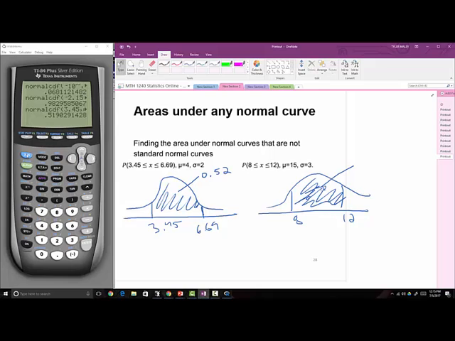So we would go to second, distribution, option 2. My lower is 8 now, upper is 12. My mean now is 15, standard deviation is 3. We hit paste, enter, and we get 0.15 roughly, right? So that's the probability for here.